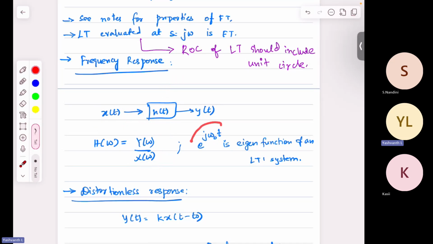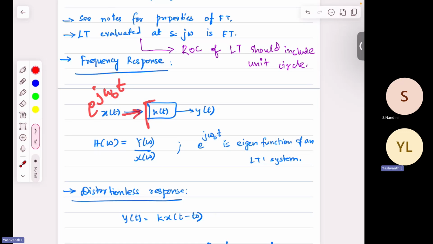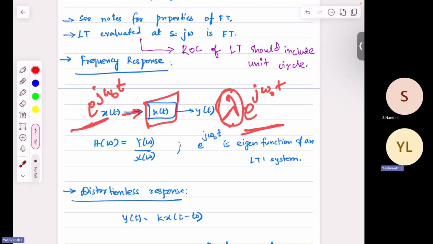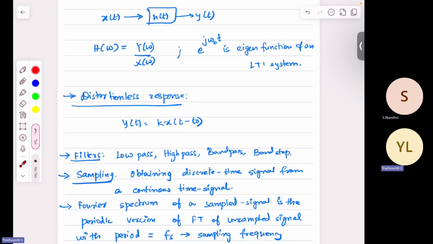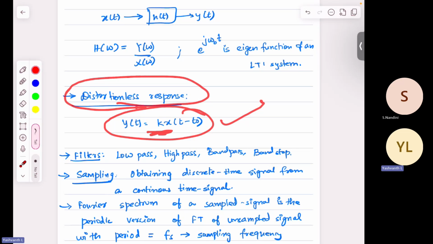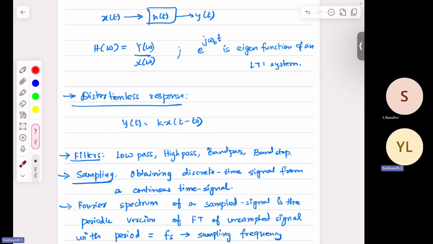We also saw that e power j omega t is called the eigenfunction of an LTI system. That's because if I pass e power j omega naught t as the input to any LTI system, the output will be a scaled version, lambda times e power j omega naught t, where lambda is some scalar. So essentially the output is a scaled version of the input, so it's called an eigenfunction of an LTI system. And what is distortionless response? It says that the output of the system can be at most a scaled and time shifted version. It should not have any other operation. As long as this is satisfied, that system is said to produce a distortionless response of the signal.